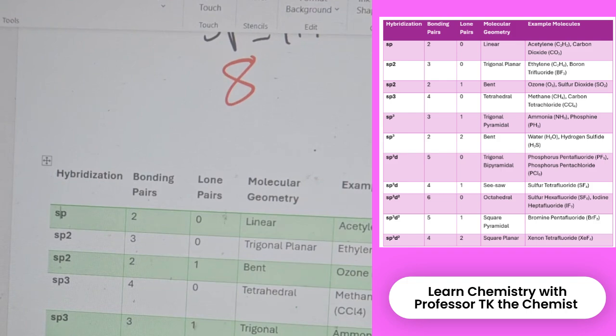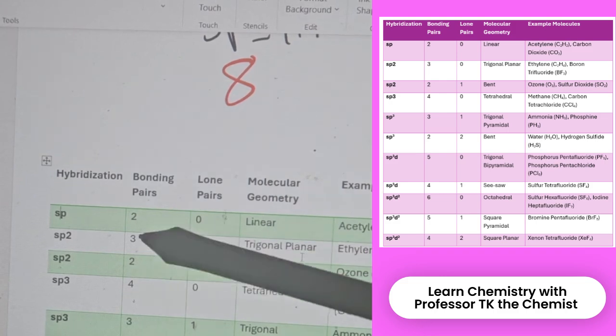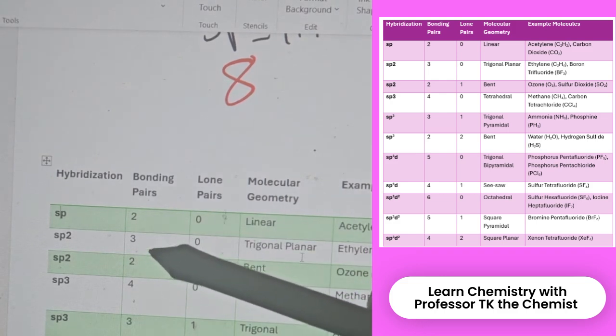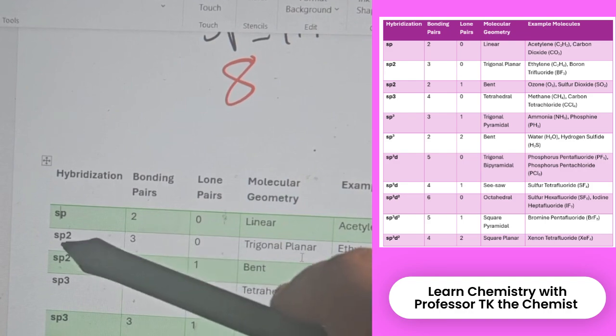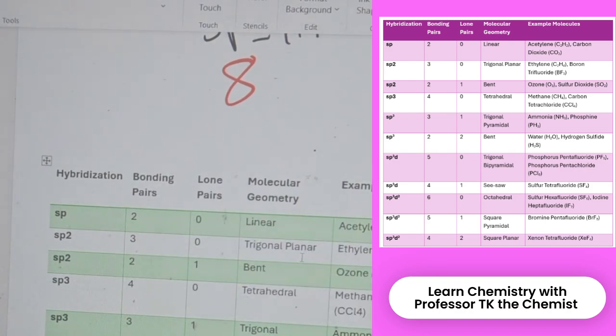sp hybridization just simply means you have 2 electron groups, okay? 2 bonds, 2 attached to each other. If I say sp2, that means I have 3 bonds attached. What's 2 plus 1? 3.